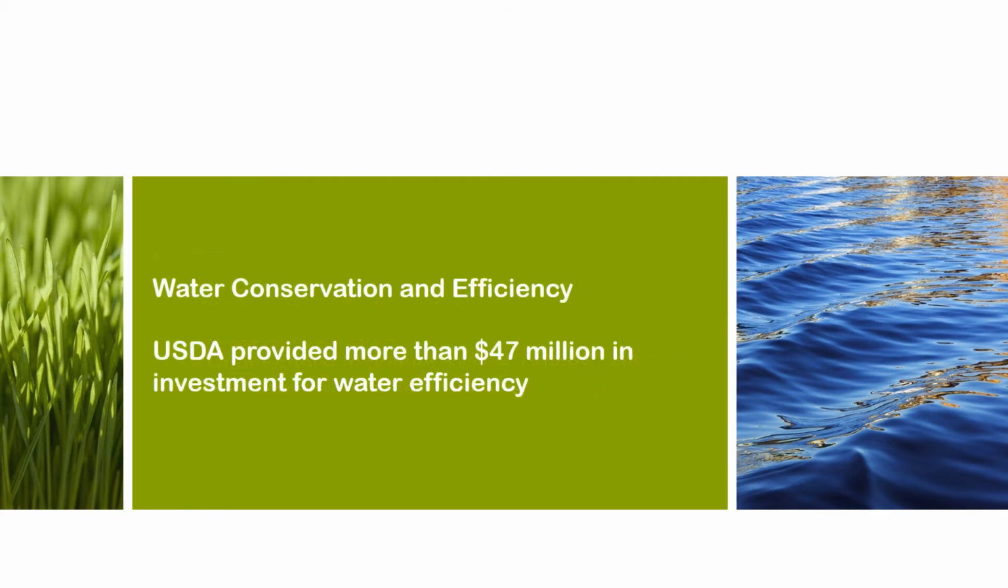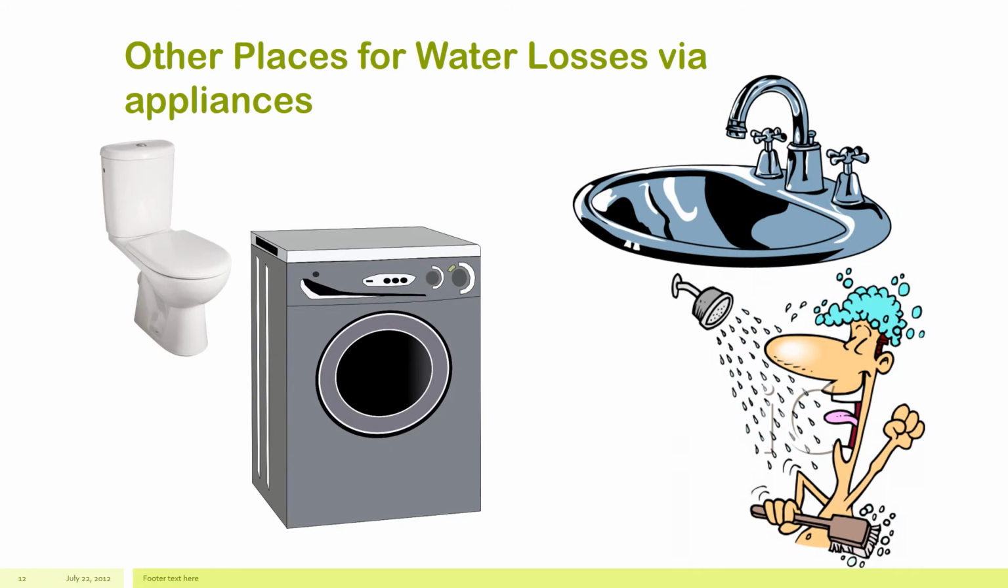So we have the kind of people who actually install our water connections. Research also states that the USDA provides more than $47 million in investment for water efficiency just so we can conserve water and save more money. We can do that by using appliances that will save us water, by installing proper faucets, shower heads, and water closets and dishwashers.